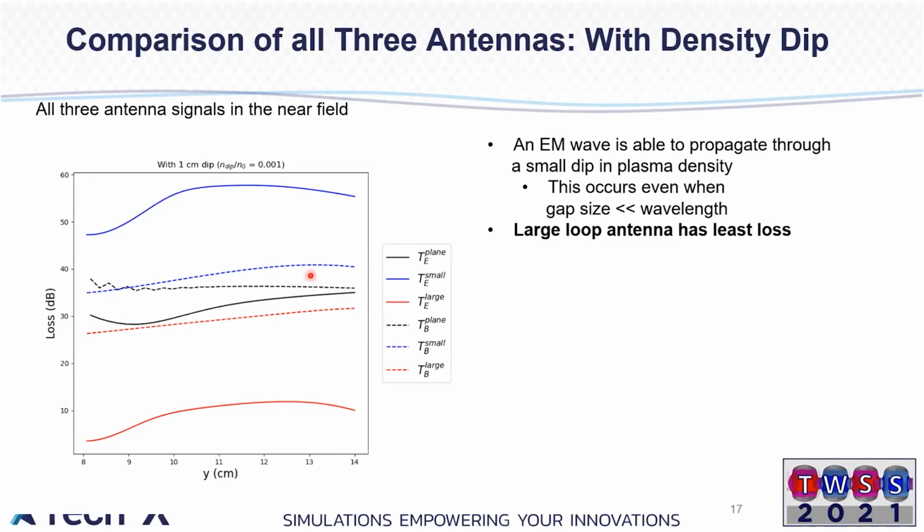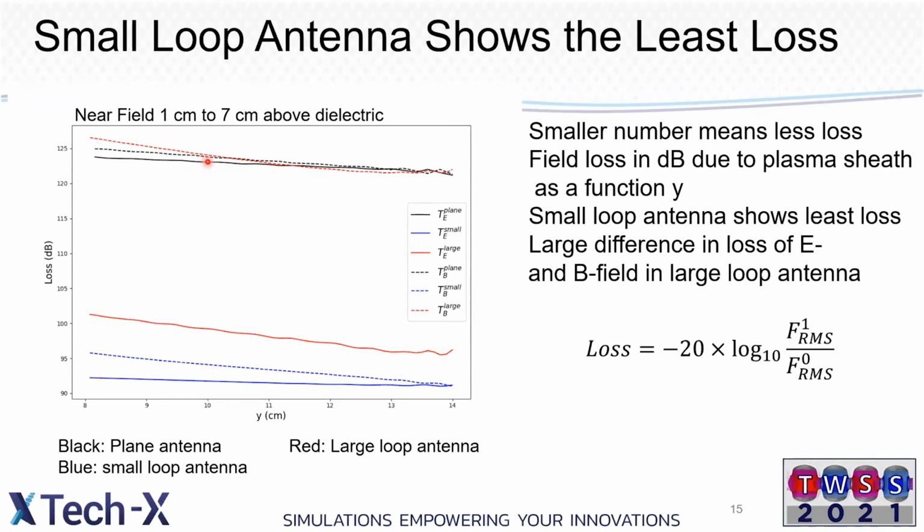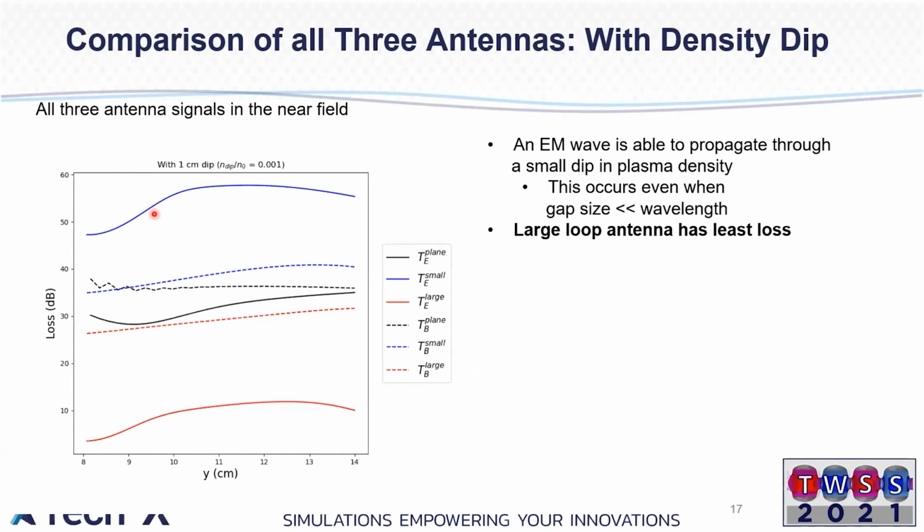So if we go back to, let's just use the plane wave here. So you're looking at 30 dB loss with a very small gap. So the density dip was 0.1% of the ambient plasma. So without any dip, without any collisions, the loss was 125 dB. And with the dip for the plane wave, you're down to 30. So that's a huge improvement in the amount of signal that's transmitted.